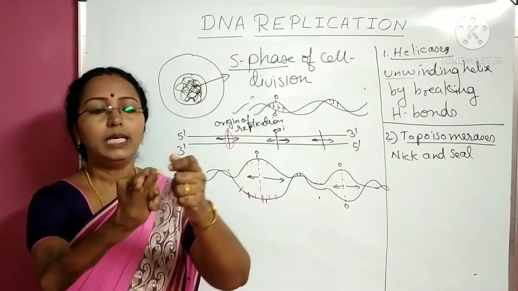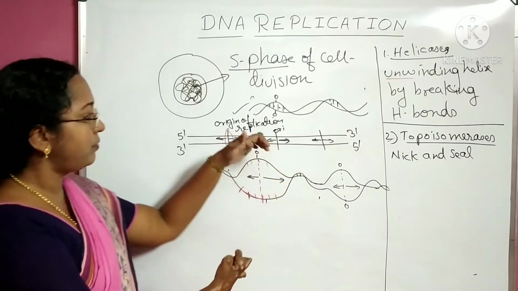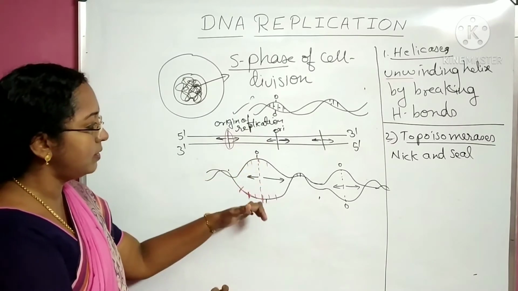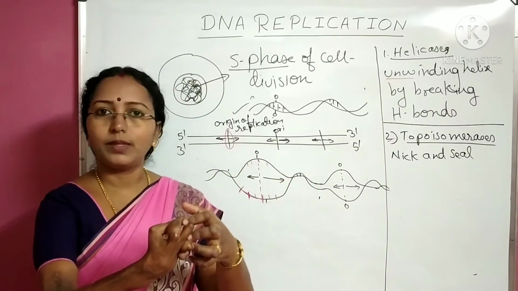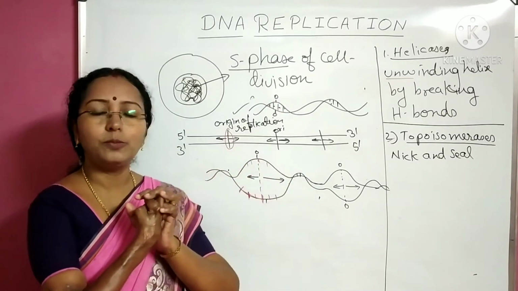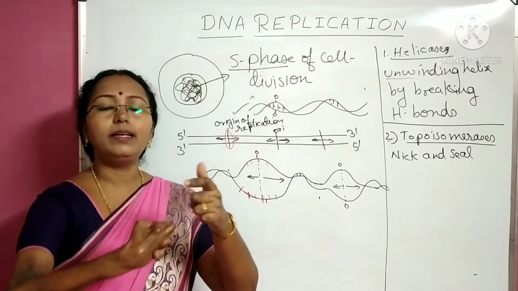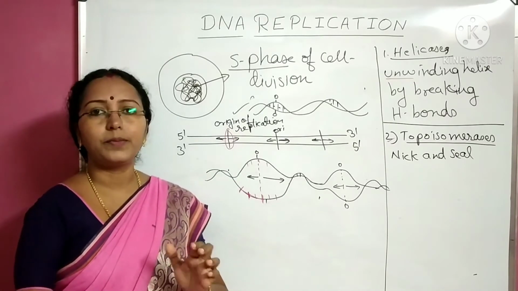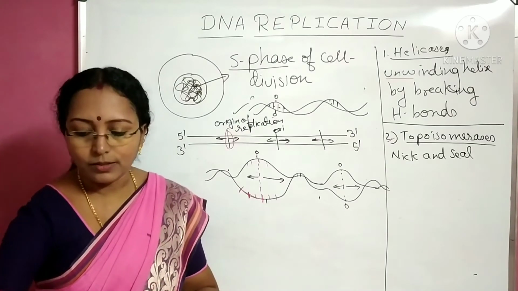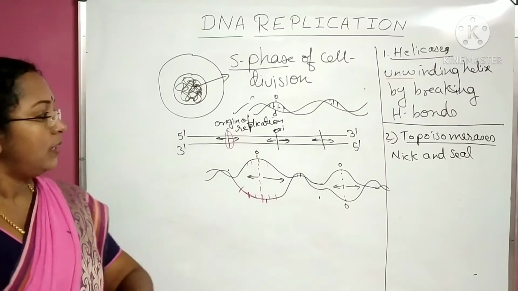So what will happen? Even if you remove this force, that is, even if this bubble is getting separated like this, that force is removed, it will not immediately recoil back. Okay, so that is how topoisomerase is preventing the recoiling. It is making a cut and again retwisting it and then sealing it, rewinding and then sealing. So that tension is relieved. So this is actually relieving the tension of the helix.